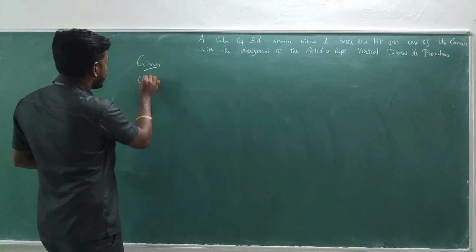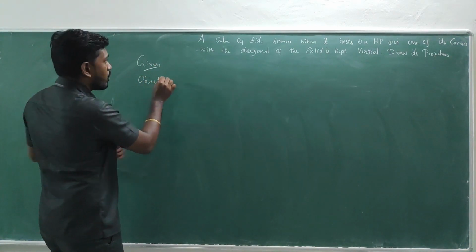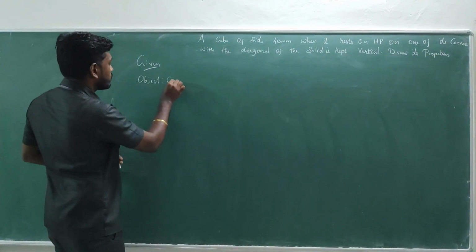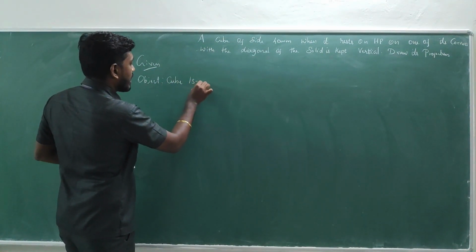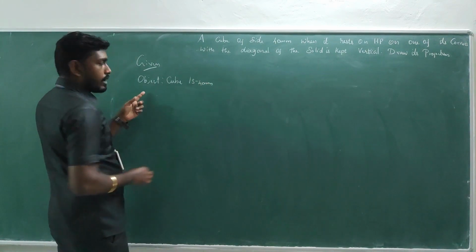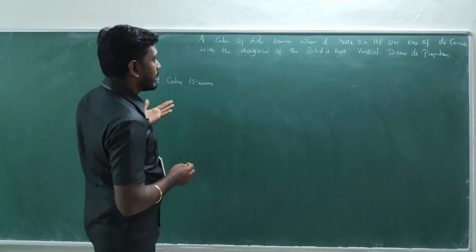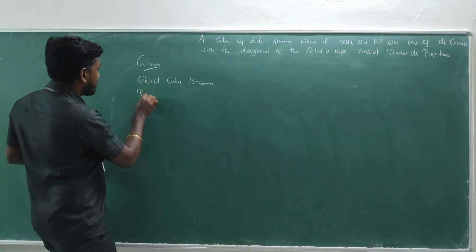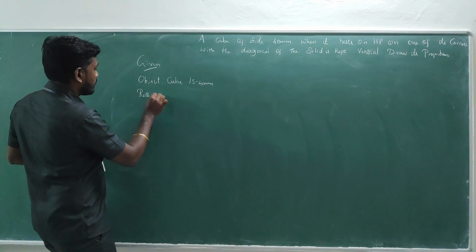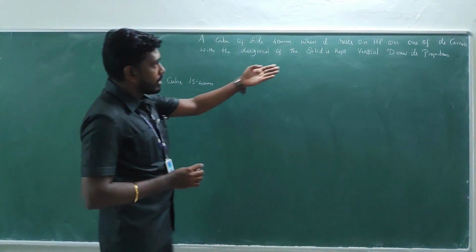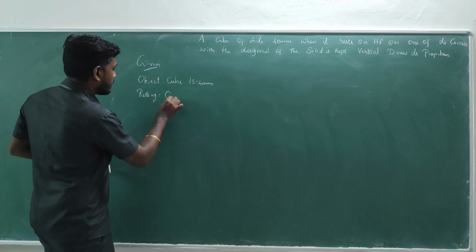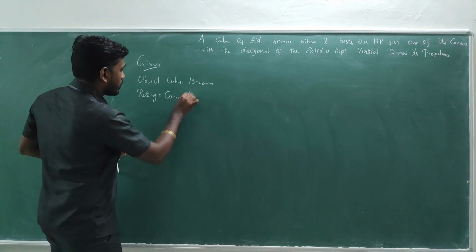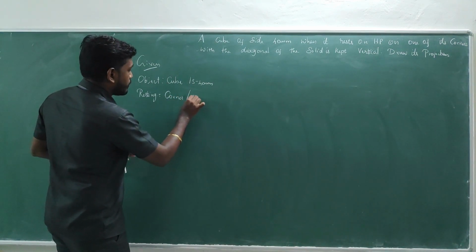What about the object? The object is a cube. Its side dimension is given as 40 mm. And what about the next condition, the resting? Resting on HP on one of its corners. Okay, resting with the corner on HP.